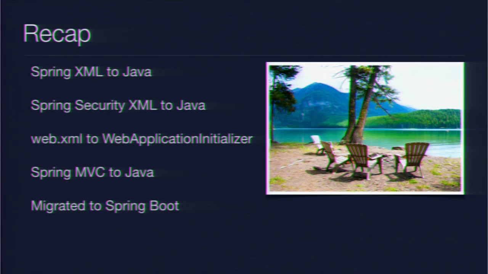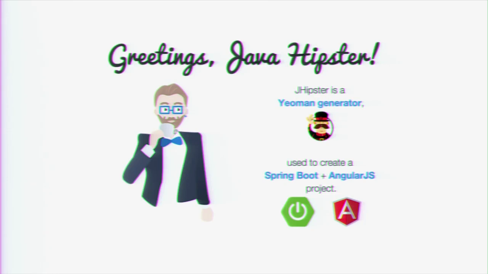So to recap, we did change from Java Spring to Java XML. We changed from Spring Security XML to Java. We replaced the web.xml. We converted Spring MVC to use Java for everything, and we migrated to Spring Boot, and our tests are failing. But they did pass at that 3:30 in the morning, and I was so pumped about that, you wouldn't believe it. So you can do that like I did, or you can just use JHipster because they do a lot of that for you already.